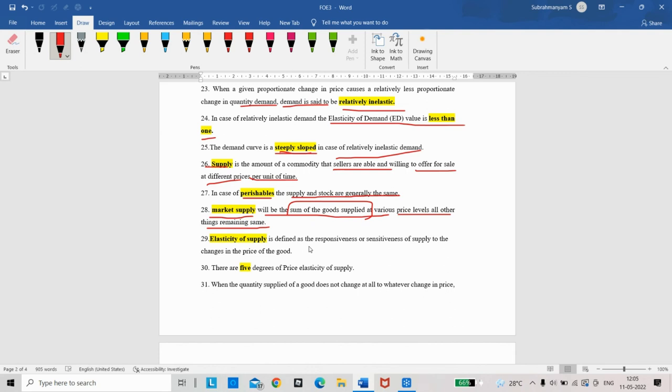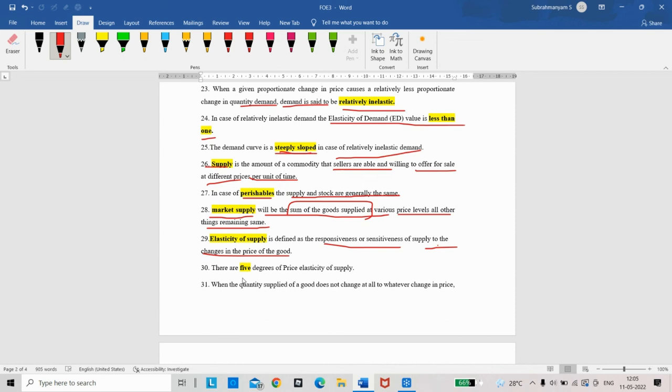Elasticity of supply is defined as the responsiveness of supply to changes in the price of the good. Elasticity of demand means responsiveness of the quantity demanded to change in the price of the good, whereas elasticity of supply means responsiveness or sensitiveness of the supply to the changes in the price of the good.